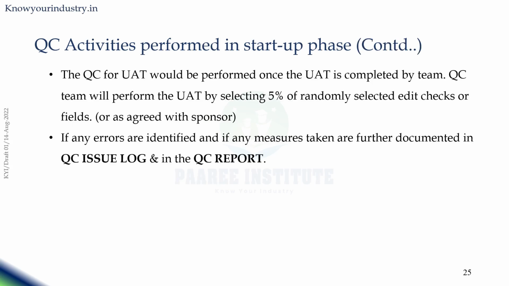The QC for UAT will be performed once the UAT is completed by the team. The QC team will perform the UAT by selecting 5% of randomly selected edit checks or fields, or as agreed with the sponsor. So the QC team will not perform 100% UAT for all the fields. It will be done only for the selected percentage of population or checks. If any errors are identified, any measures to be taken are further documented in a document called the QC issue log, and the same will be reported in the QC report.